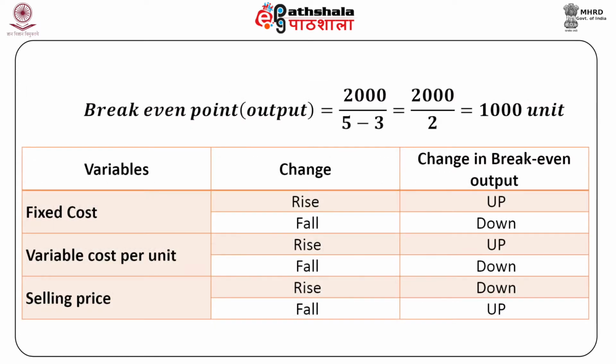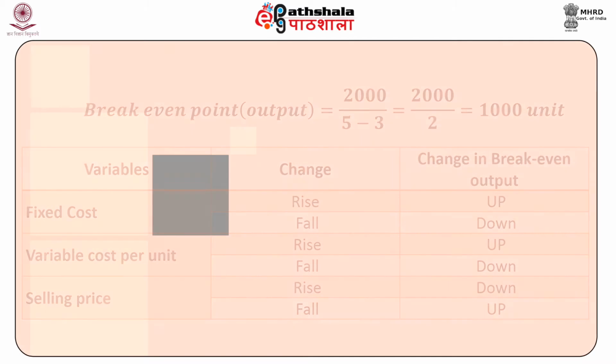According to this formula, in the above example, which is also represented in table 1, the BEP is 2000 divided by 5 minus 3, which is equal to 1000 units. From this, you can clearly see that the break-even point can change with a change in the value of fixed cost, variable cost per unit and selling price.